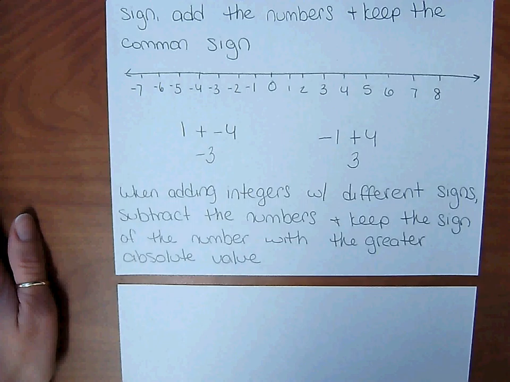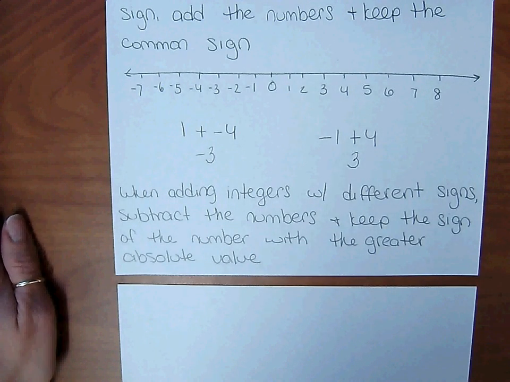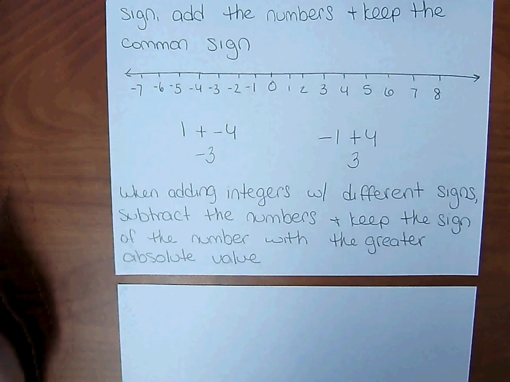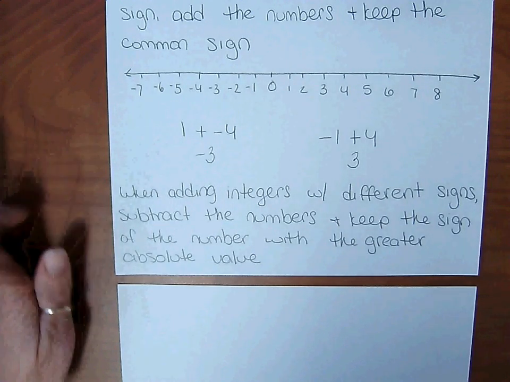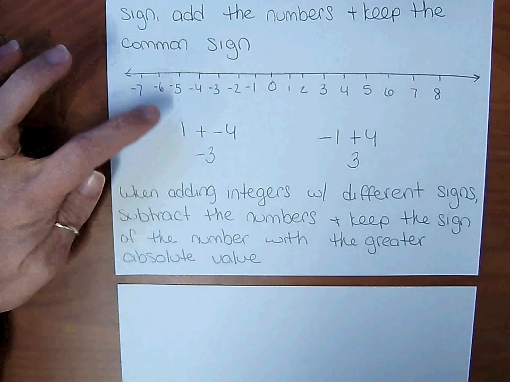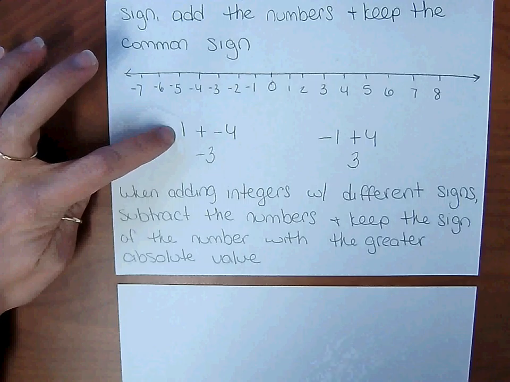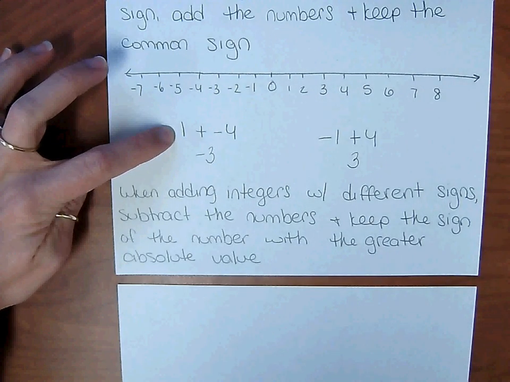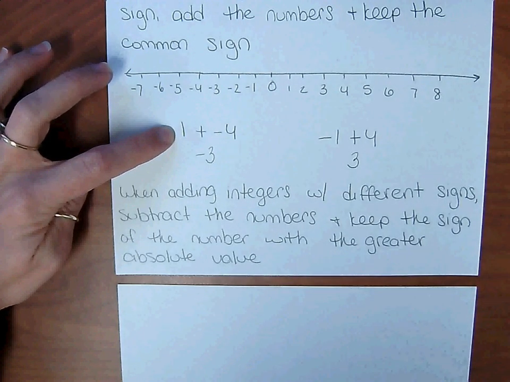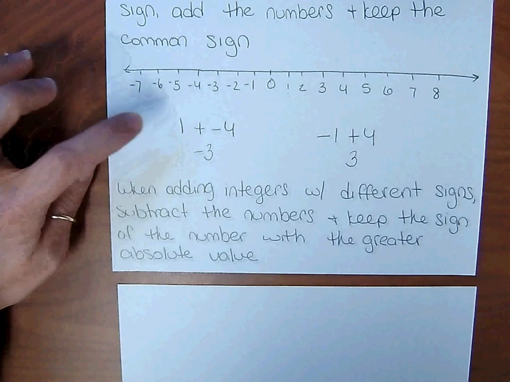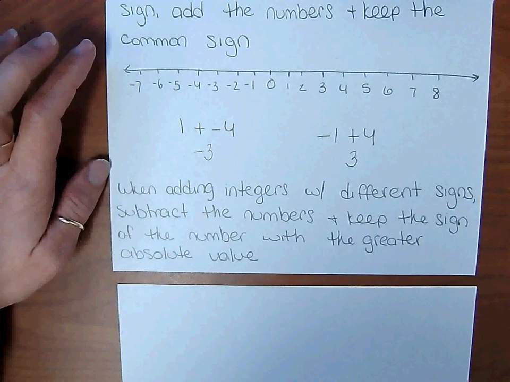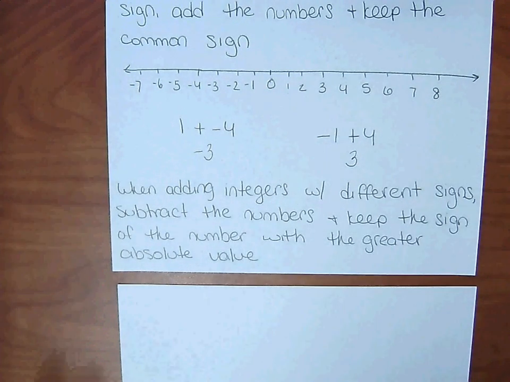absolute value. Now be sure, it's not that you're keeping the sign of the greater number. Because a lot of times kids want to say, keep the sign of the greater number. Well, in this case, 1 is the greater number, but our sign on our answer is not positive, it's negative, because you're keeping the sign of the number with the greater absolute value.